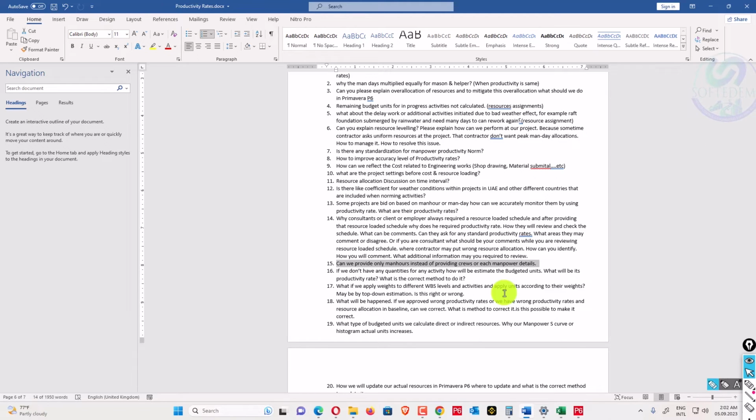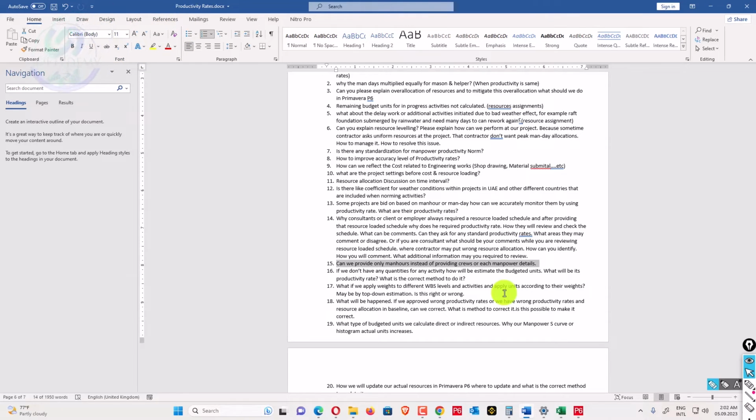So if you have different weights and you apply top down estimation and you apply the whole project with man hours, it's not a good practice, and I do not recommend that one. You can apply it if you have a concrete activity and you know that this project has this quantity of concrete and this type of weight will be applied.